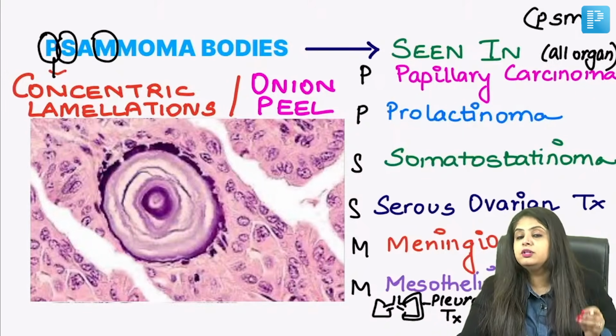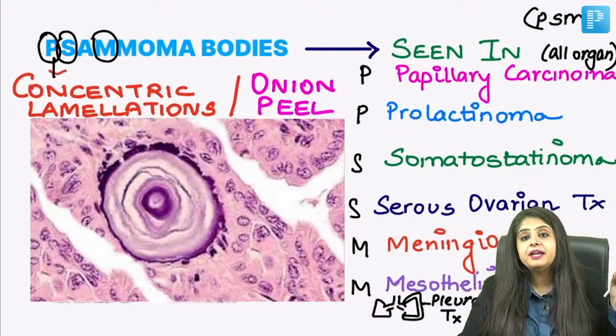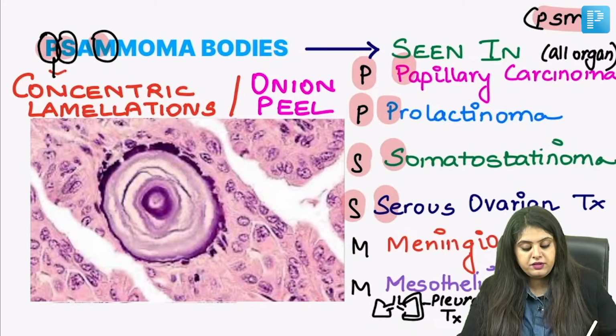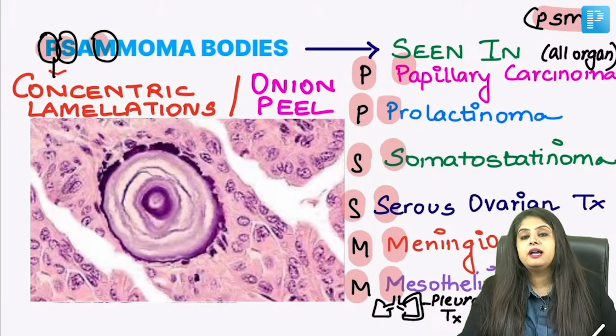Repeating this because you learn it once and you have to learn it till the end of your NEET PG and even beyond. So number one, Psammoma bodies are seen in PSM square: papillary carcinoma, prolactinoma, somatostatinoma, serous ovarian tumors, meningioma and mesothelioma.